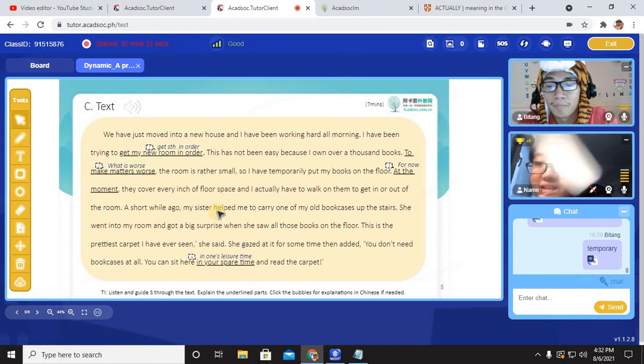A short while ago, my sister helped me carry one of my old bookcases up the stairs. She went into my room and I got a big surprise when she saw all those books on the floor. "This is the prettiest carpet I have ever seen," she said. She gazed at it for some time, then added, "You don't need a bookcase at all. You can sit here in your spare time and read the carpet." Okay, very good.